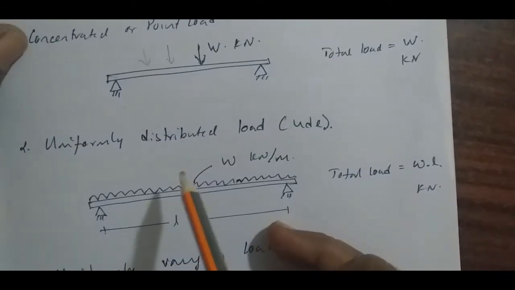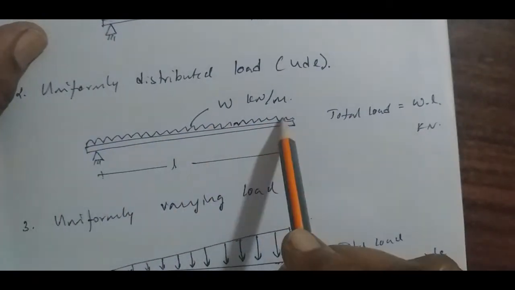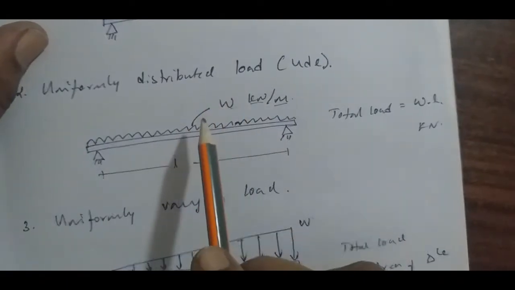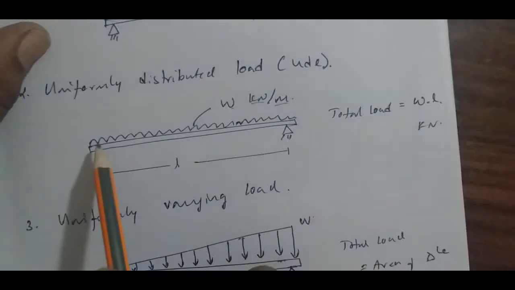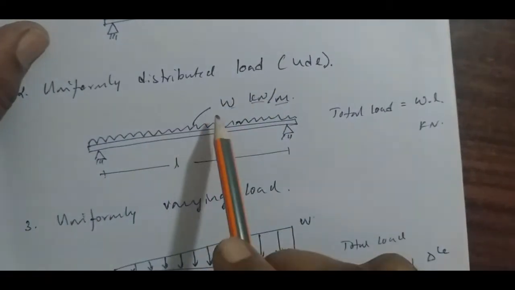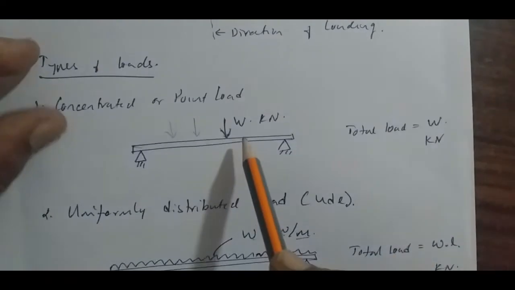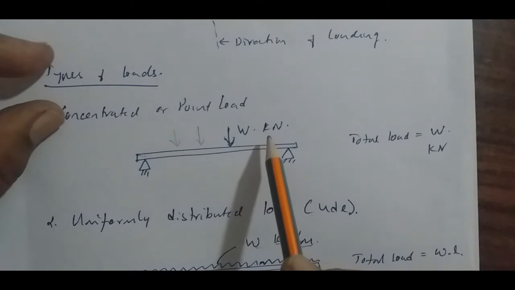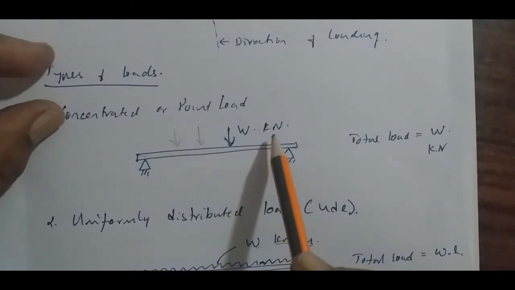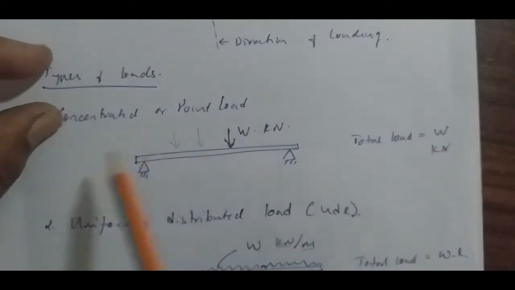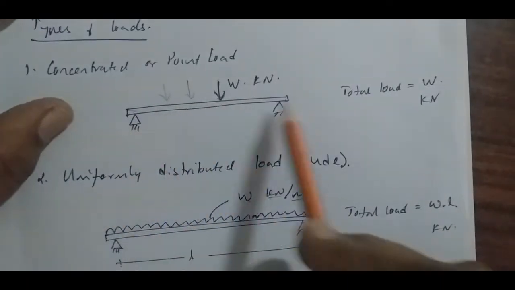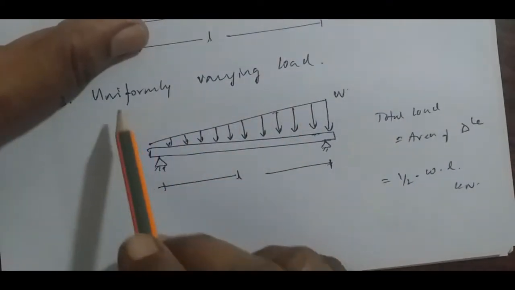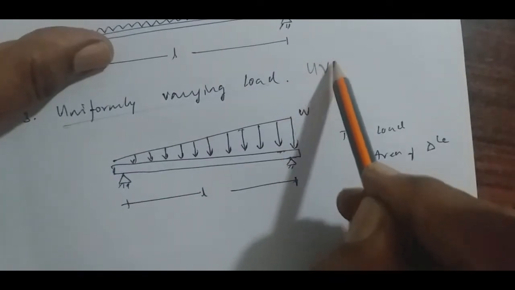Another type is the uniformly distributed load. This will be spread all over the beam, and it will be designated as kilonewton per meter. For 1 meter the load may be some amount. So when you want to find out the total load, multiply the load intensity by the length. In the previous case, just add the number of loads, and each load will be described with a unit called kilonewton or newton or kilogram. And if you just take the load as it is, you need not multiply with the length. The third type of the loading is uniformly varying load, which is also called UVL.